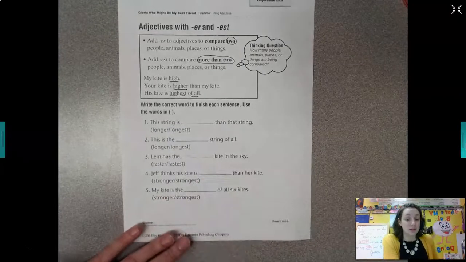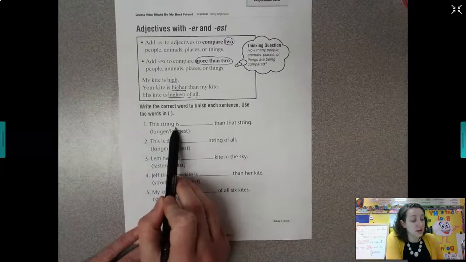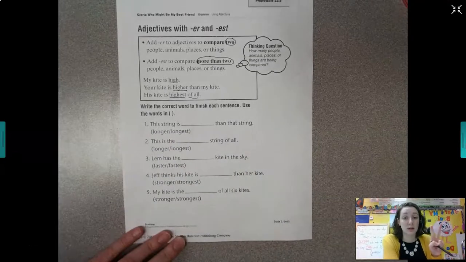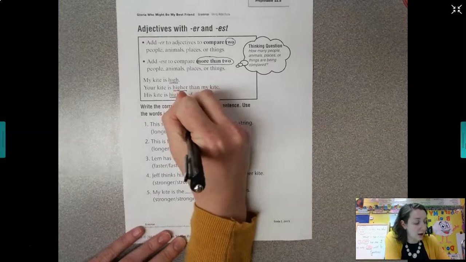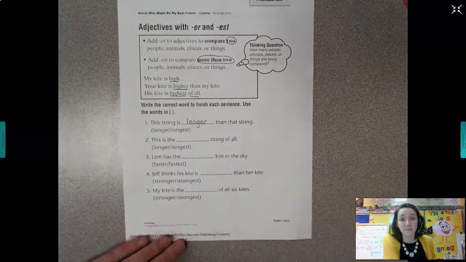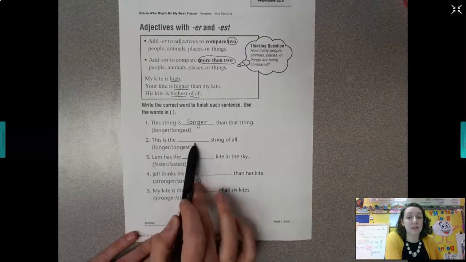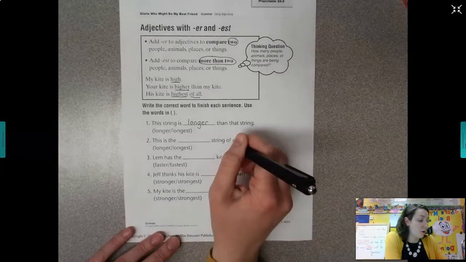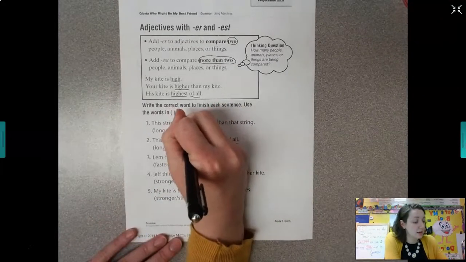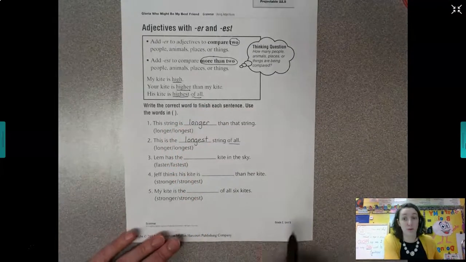So let's look at a few example sentences, and then we're going to work together to create a thinking map as well. This says: this string is blank, then that string. If I'm comparing this string and that string, that's two things that I'm comparing. So I'm going to use the ER, and I'm going to say longer. This string is longer than that string. The next sentence, we're going to use the same adjective. It says: this is the blank string of all. Again, that of all implies a whole group, more than two, of all the kites that are flying. So I'm going to use that EST. So it's going to be longest, comparing more than two.